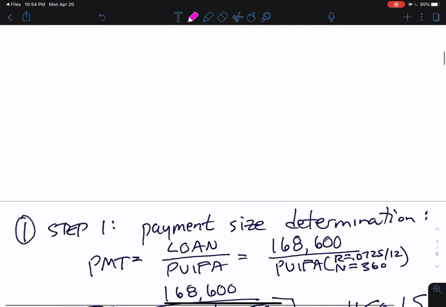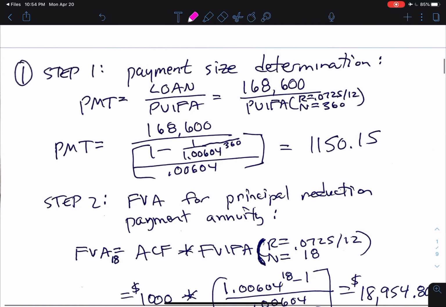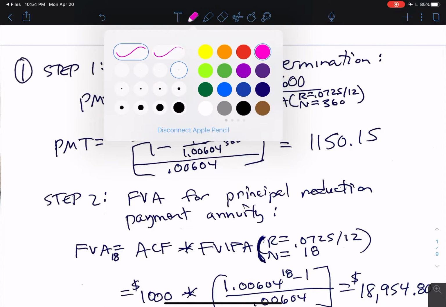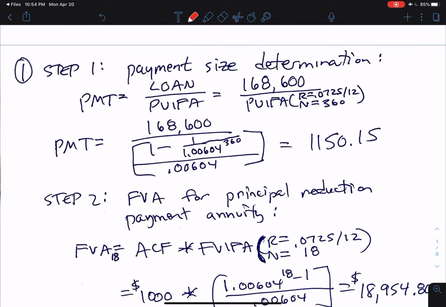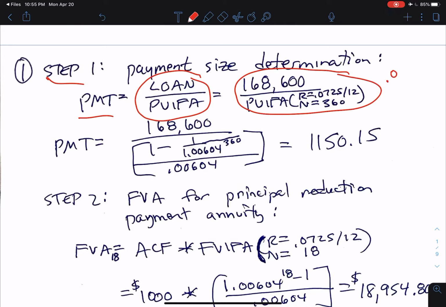Okay, so let's go down here. This problem is multi-step. So it's a great problem, by the way. Step 1, we determine the payment size. And we've learned this before. The size of a payment is equal to the loan amount divided by the appropriate PVIFA. In this case, it's $168,600 divided by a PVIFA where the rate is the 7.25% annual divided by 12. And that gives us 0.00604, and sometimes I add the 1667.